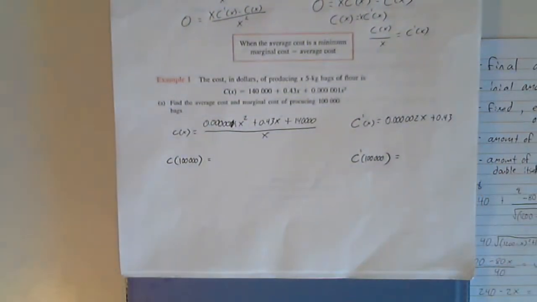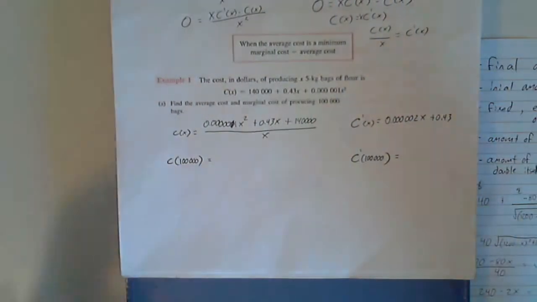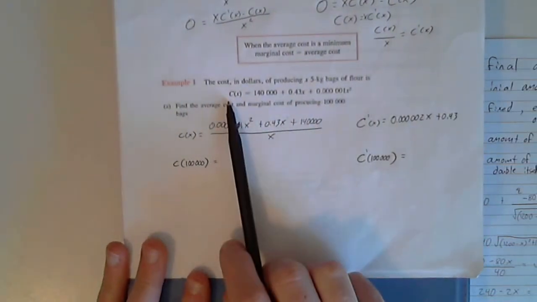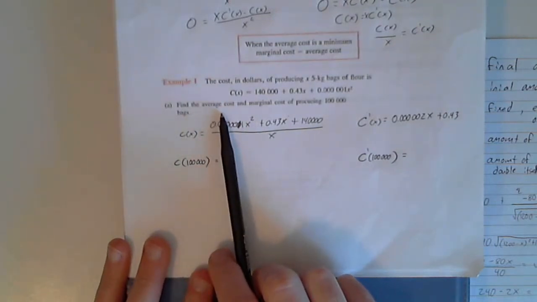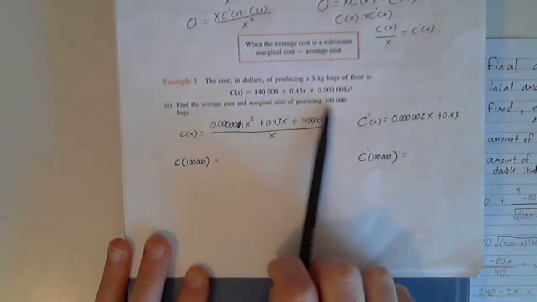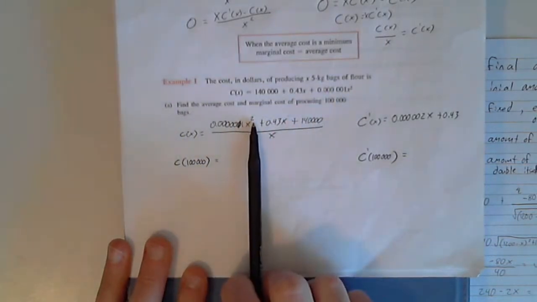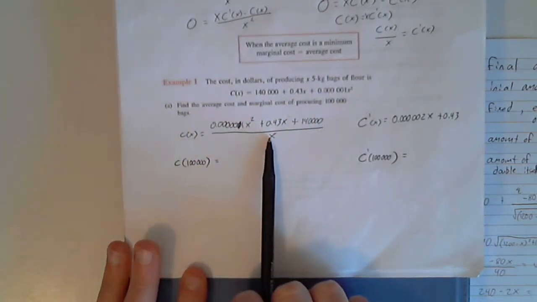Okay, so let's see how this formula works. First question, the cost in dollars of producing X number of 5 kilogram bags of flour is the following. So we have our cost function, capital C. Find the average cost and the marginal cost of producing 100,000 bags. So the average cost is just take that formula, divide it by X.